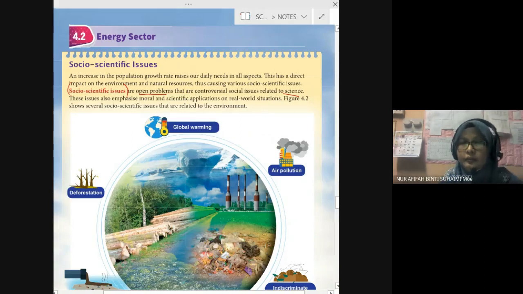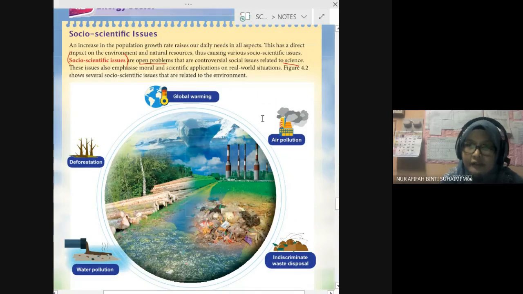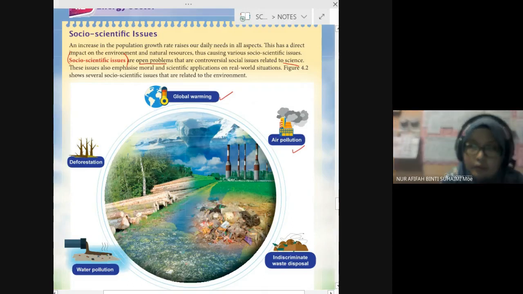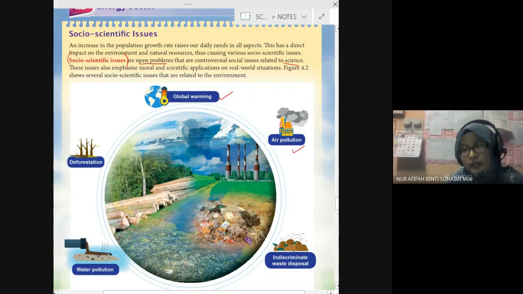It means that in energy sector, we have social scientific issues such as global warming, air pollution created by the factory, global warming by the production of carbon monoxide, by the carbon emission, deforestation, water pollution, and indiscriminate waste disposal. So all this is related to science. So we need to emphasize moral and scientific application to solve this problem.